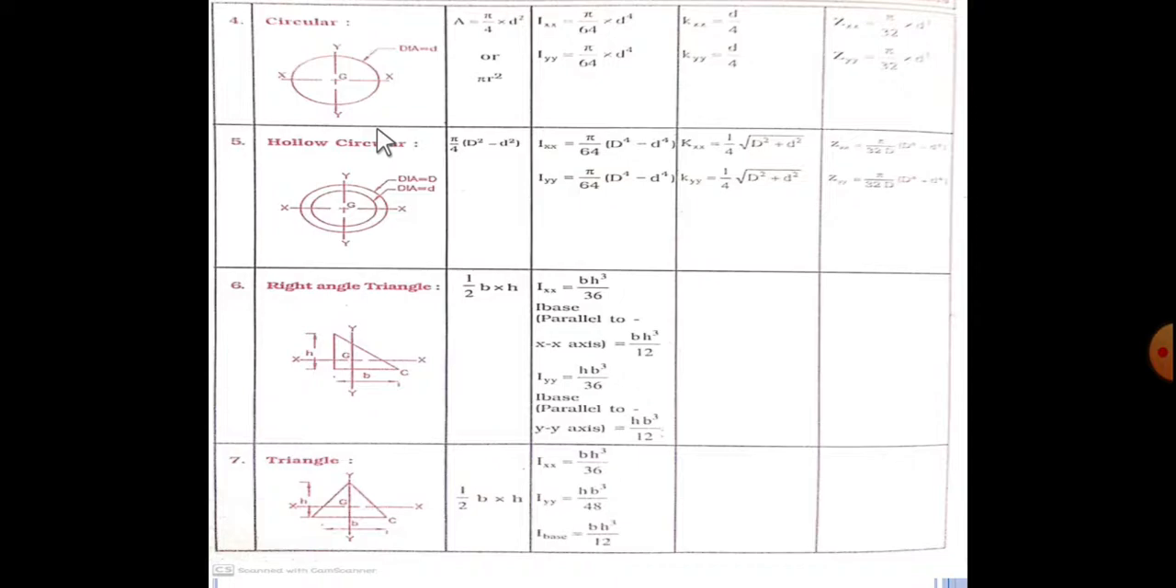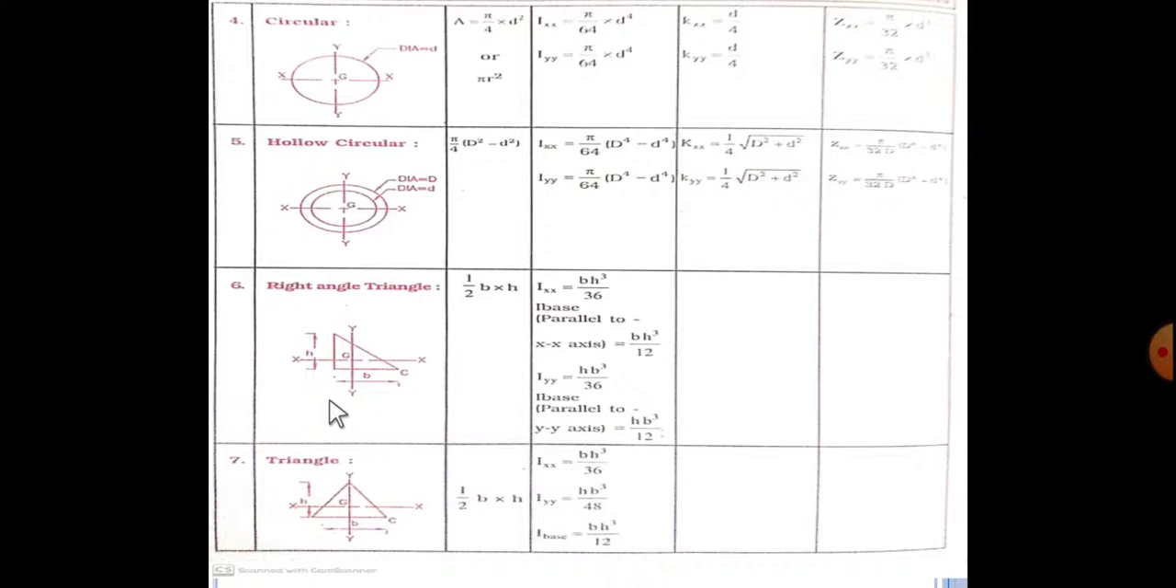Now the most important, right angle triangle. Ixx is equal to bh cube by 36. Iyy is equal to hb cube by 36, and at the base it is bh cube by 12 and hb cube by 12. That we have to remember.